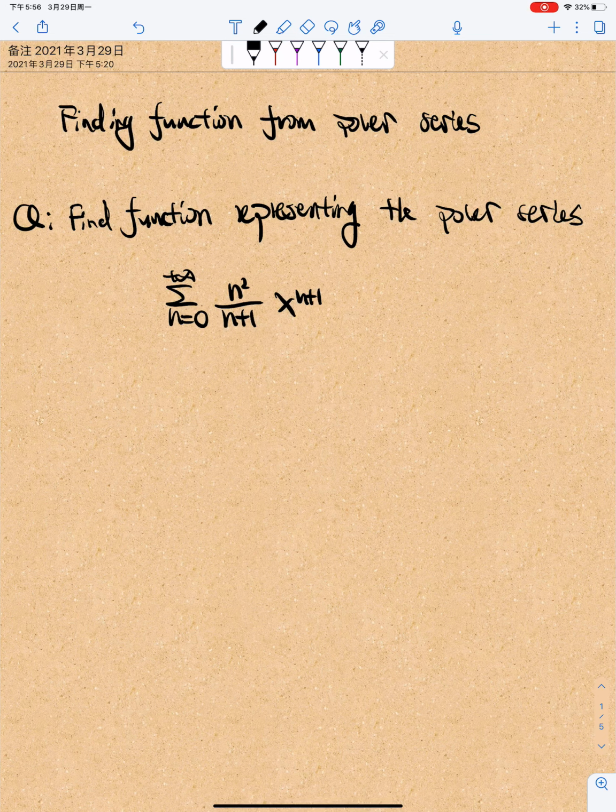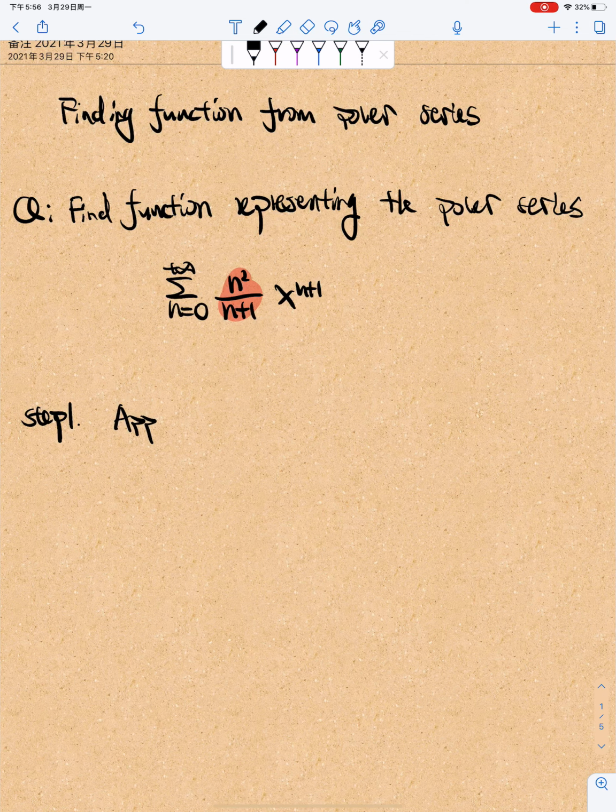So at first glance, this seems to be a very difficult problem. But it turns out that it can be simplified to several much easier power series. For the first step, let's look at the coefficient here, n squared over n plus 1. Notice that the degree of the top part is larger than the degree of the bottom part. That means that we can apply long division to this coefficient and simplify the power series here.